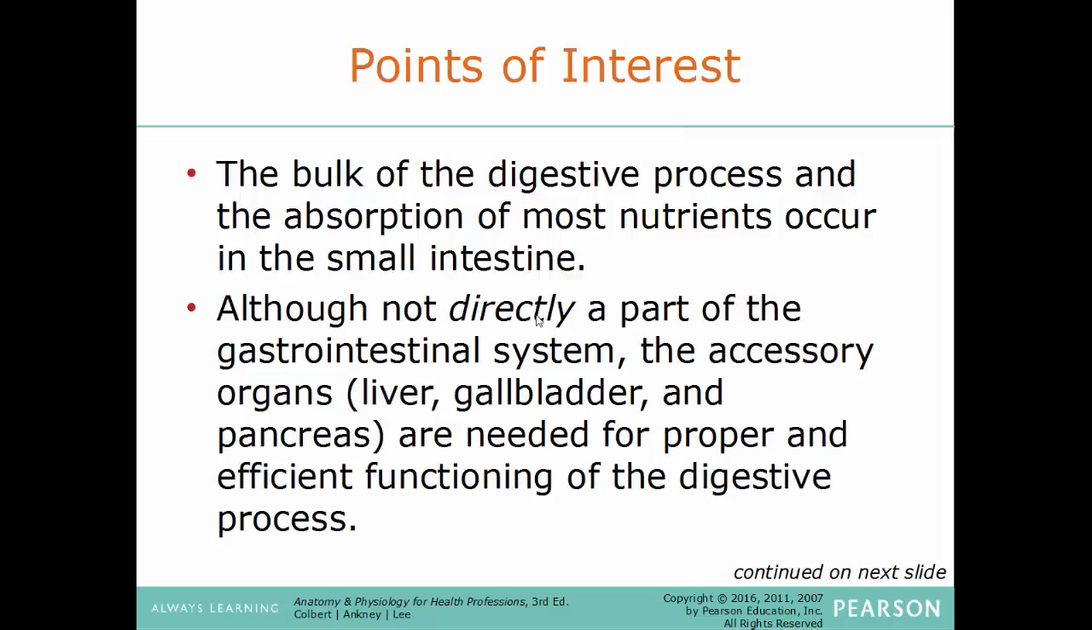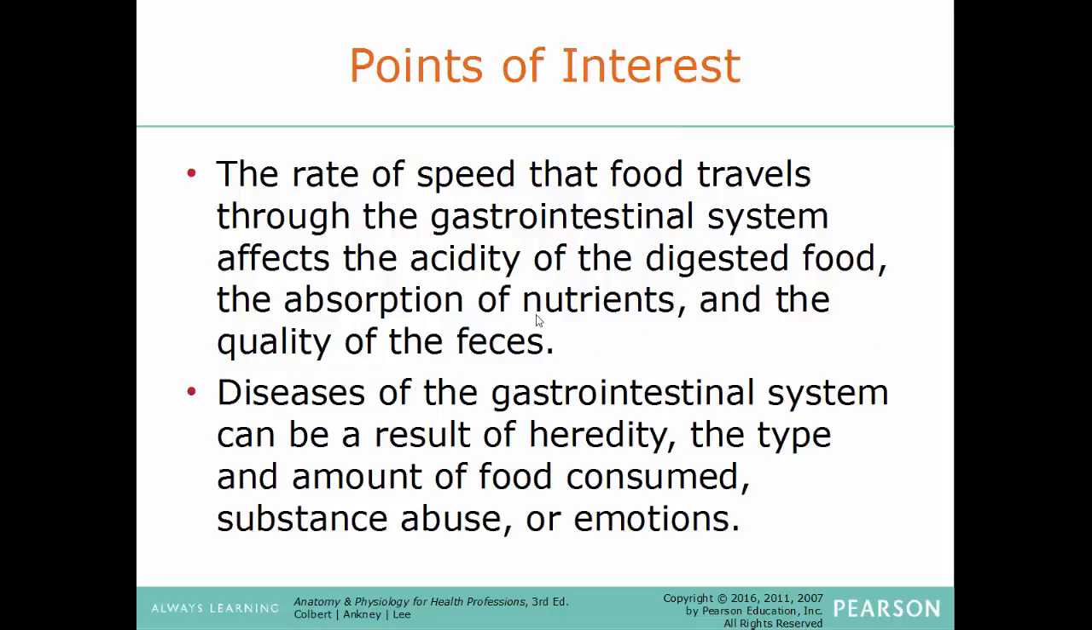Although not directly a part of the gastrointestinal system, the accessory organs like the liver and gallbladder and pancreas are needed for proper and efficient functioning of the system. The rate and the speed that food travels through the system affects the acidity of the digested foods, the absorption of nutrients, and then the quality of the feces. And diseases of the gastrointestinal system can be a result of heredity or by the amount of food that we consume, the type of food that we consume, different substances that we may abuse, or even our emotions.